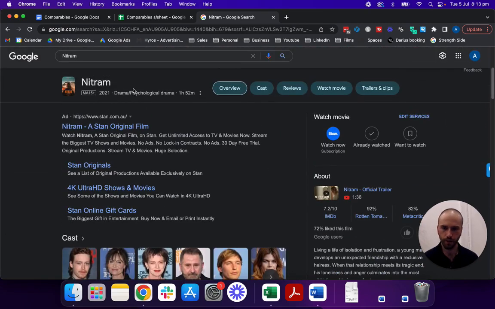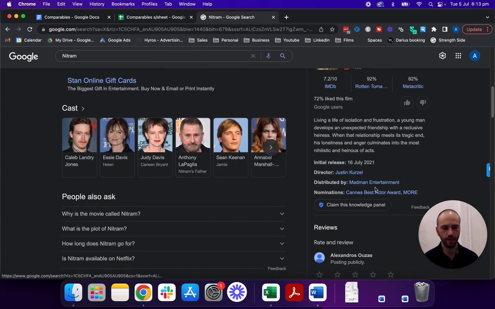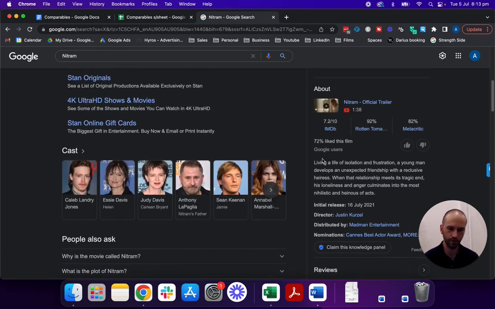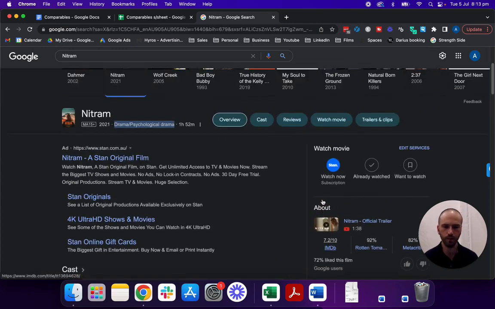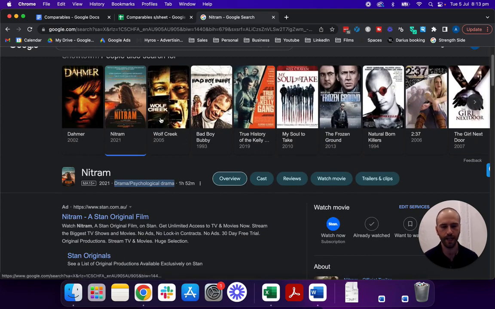So first thing that pops up for me is it's a drama, psychological drama. It's not exactly the same genre. I might be flexible with it because it's a psychological drama. If it was just drama, I'd probably discount it immediately. But then I see that the director is Justin Kurzel, and I know that he's much more experienced and advanced in his career than just his second or third film. So I'm probably not going to include that as a comparable. So I'm going to move on.